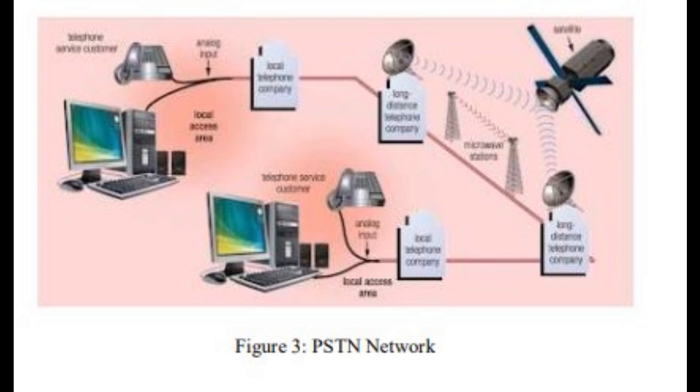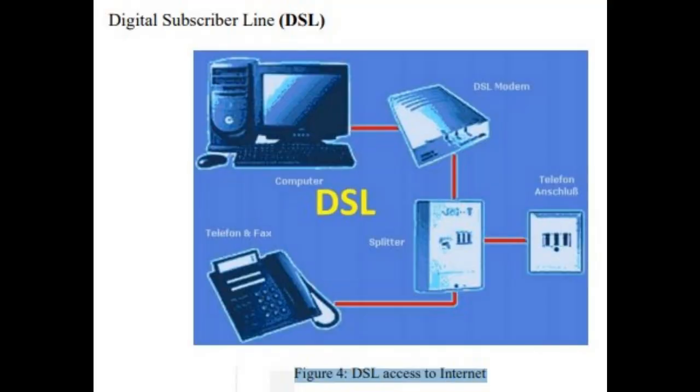Dedicated lines are classified into two categories, namely analog lines and digital lines. In the present scenario, digital lines are widely used to connect end users to the internet worldwide. Data transmission over digital dedicated lines is much faster than over analog lines. Some of the digital dedicated lines are ISDN lines and DSL. Integrated Services Digital Network, ISDN.